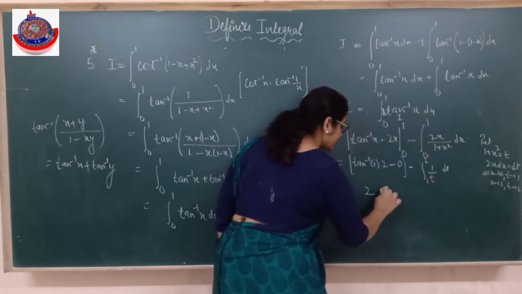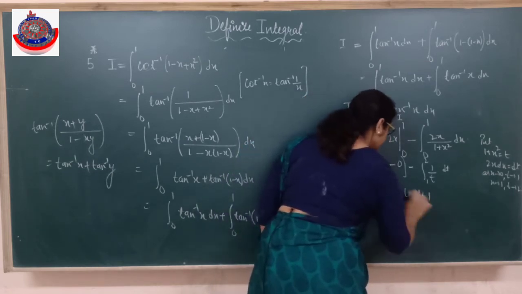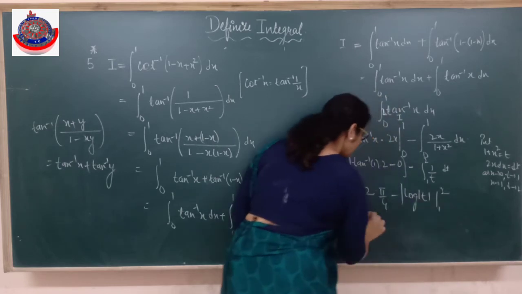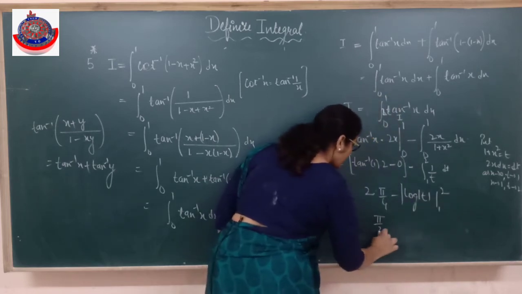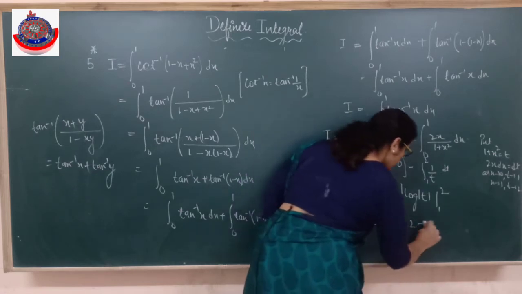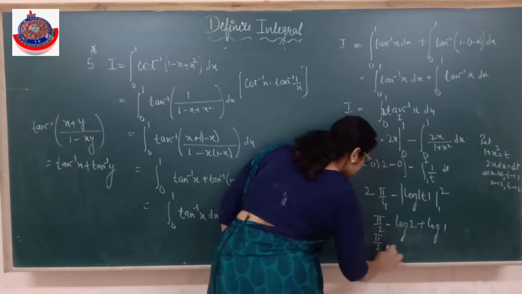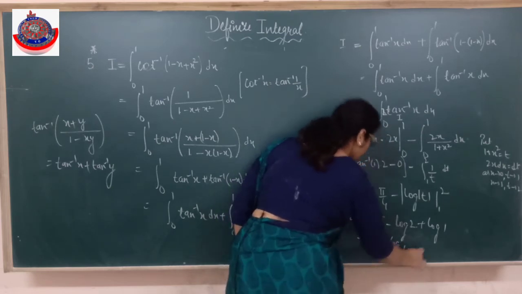Tan inverse 1 is pi by 4. This has become log t. Put the limit, upper limit minus lower limit, there is a minus sign outside, so it becomes log 1. What is the value of log 1? That is 0. Is this clear?